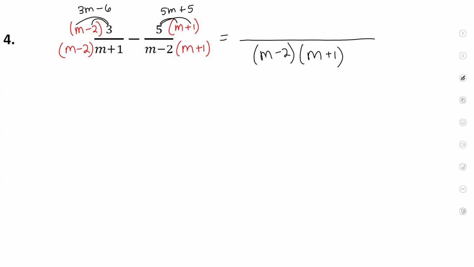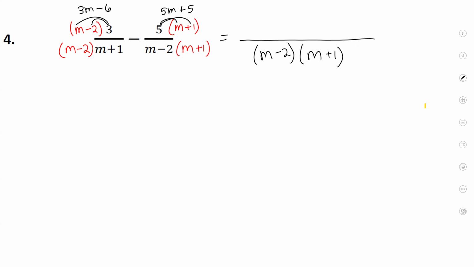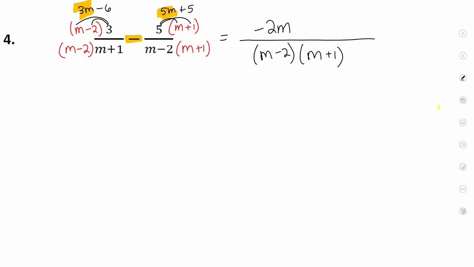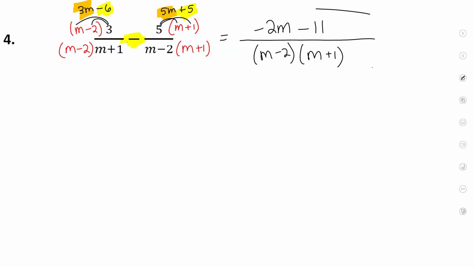Okay, now guys, remember, today we are subtracting. So look, 3m minus 5m is what? Good, thank you. Negative 2m. All right, next, let me highlight what we need. I have negative 6 minus 5. Tell me what it is. Thank you. Negative 11. That's your answer.